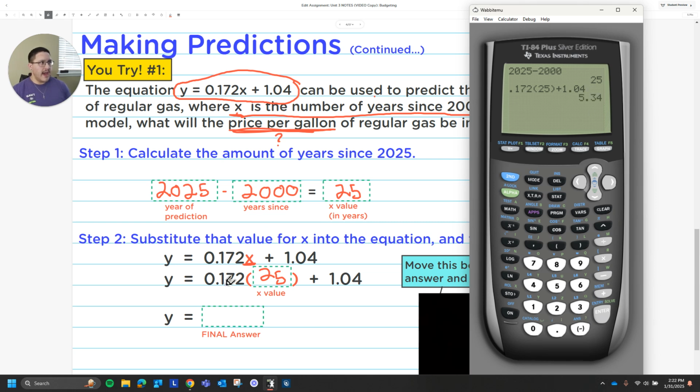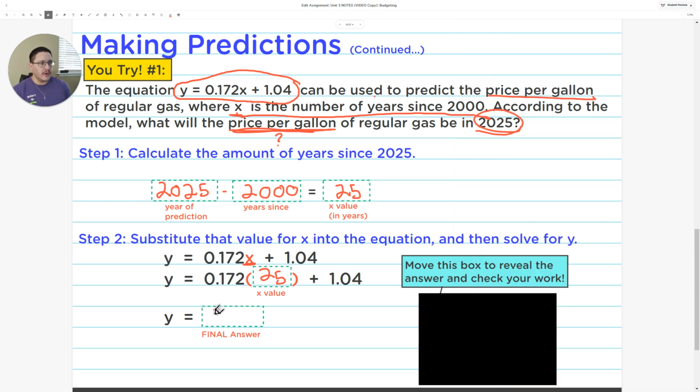And gas will be $5.34 per gallon in the year 2025. That's it for You Try number 1.